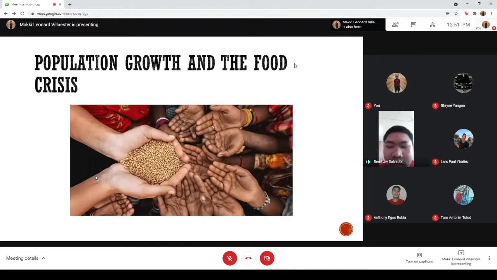So population growth and the food crisis. So population is always part of the equation. So for any given type of technology, level of consumption or waste, in poverty or inequality, the more people there are, the greater the impact on the environment. So in turn, the greater the impact on food production capacity.